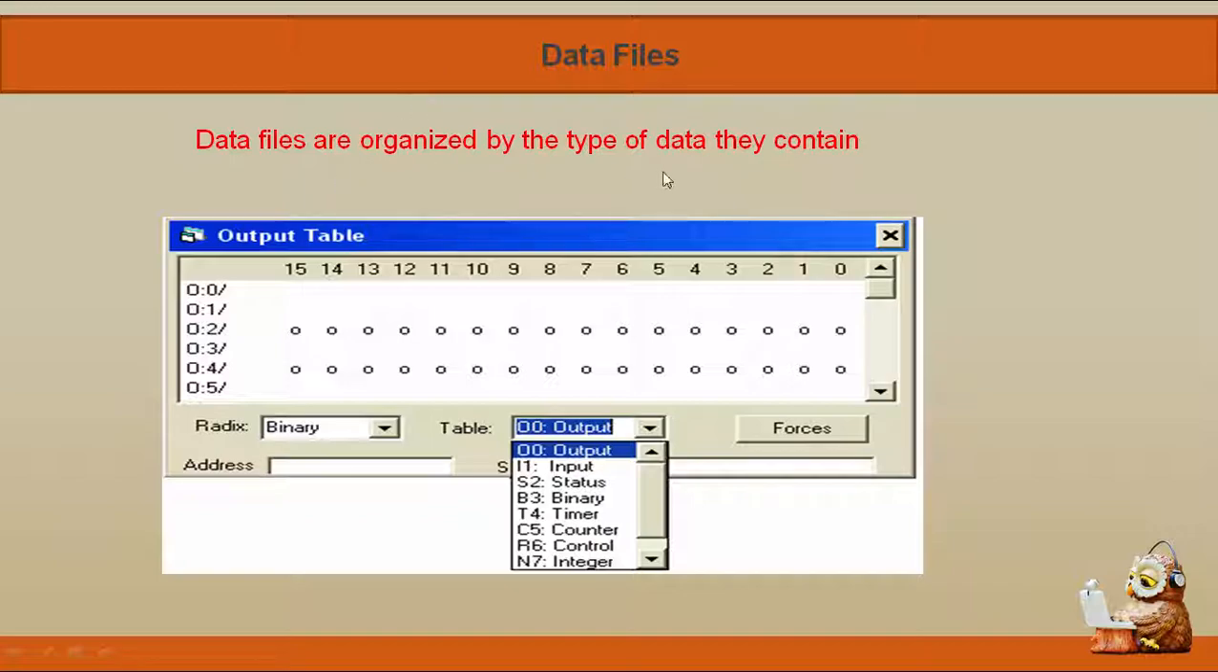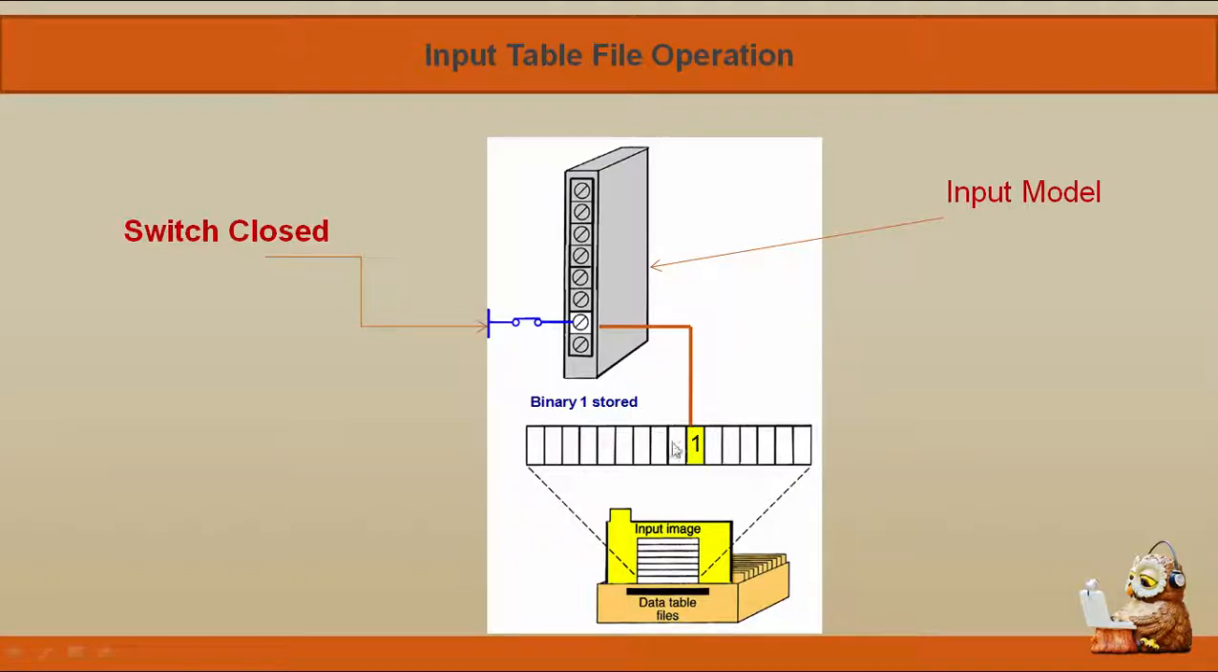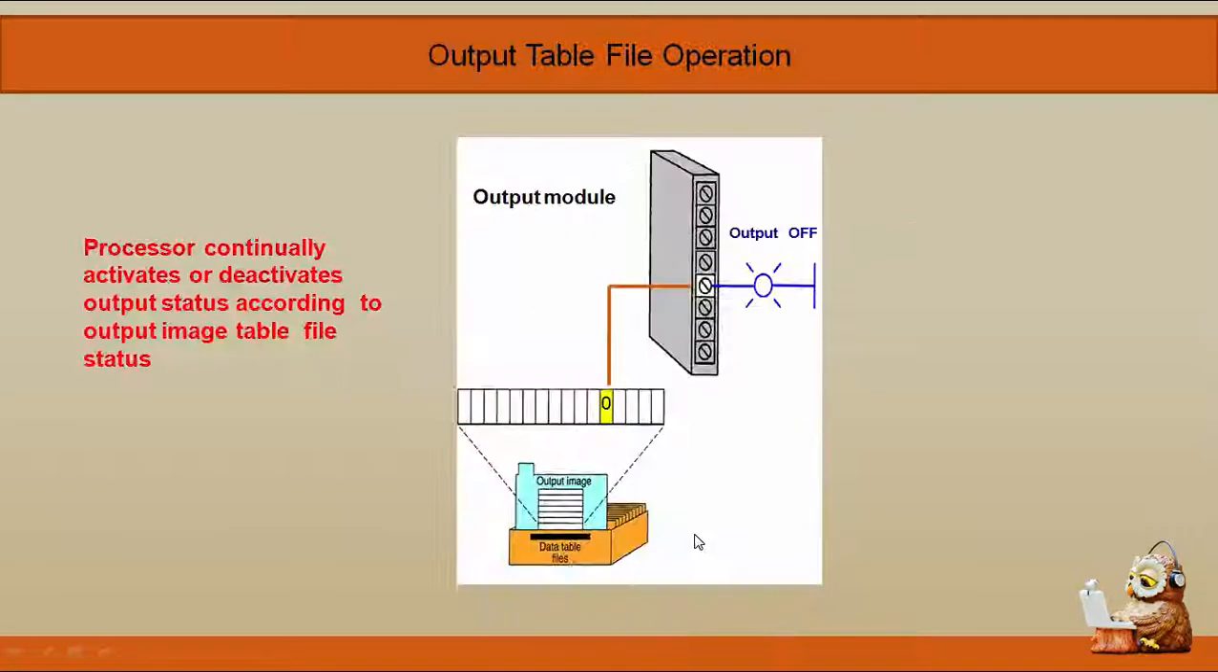The data files can be of different types depending on what they contain, like the output table and the input table. Input file operation: if the switch is open, then there is a zero. Input modules will be like this, so zero will be there. If the switch is closed, then the binary one will be stored over here.